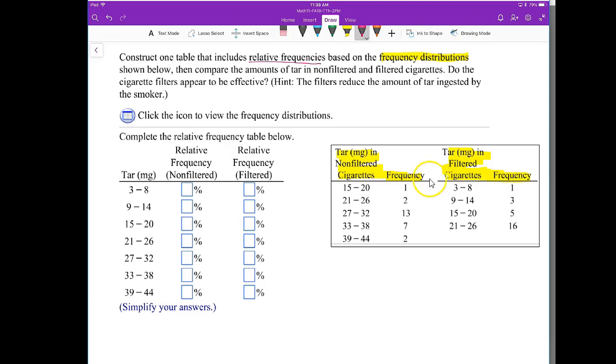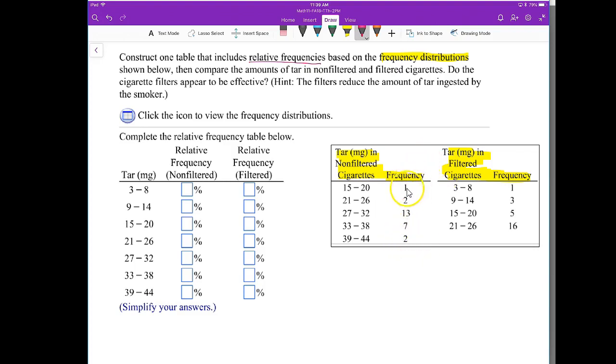All right, so one thing that you have to realize is if there's no reading for a class, so for example, for the non-filtered, we don't have any frequencies for 3 to 8, the class 3 to 8 milligrams tar. We're going to assume that it's 0. So when you're changing it to relative frequency, you're assuming that the frequency is 0, and you're going to take 0 and divide it by the total number of values. So that's the first thing we need to know.